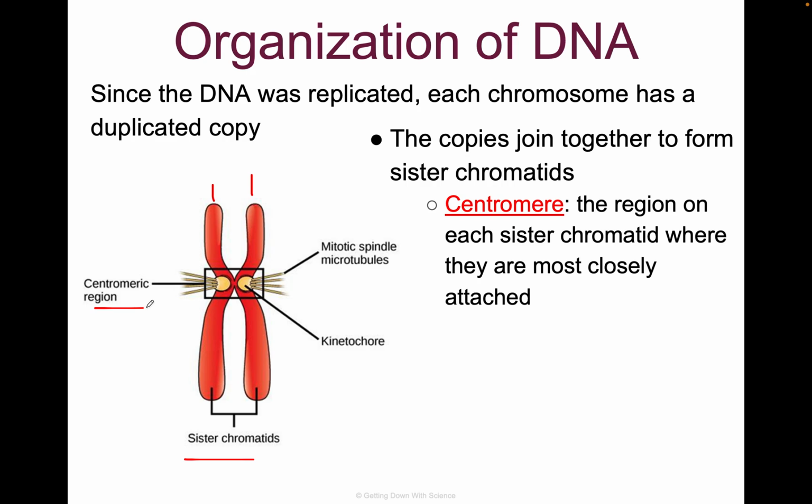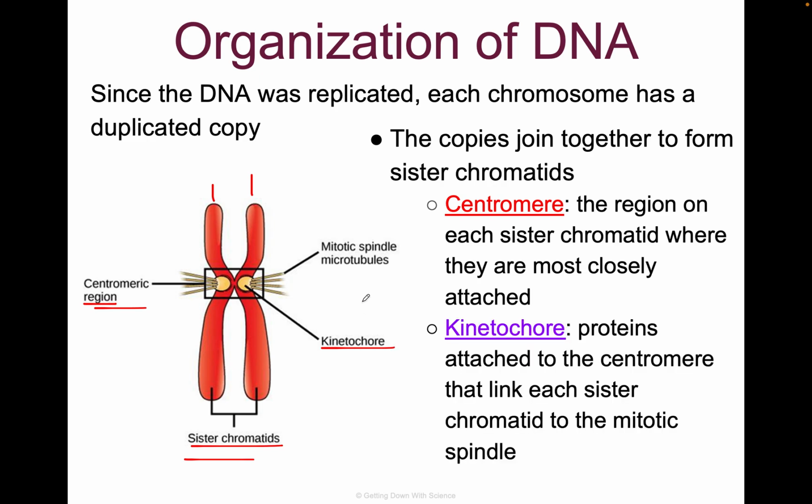We have this centromeric region, or this centromere. It's the region on the sister chromatids where they're closely attached. It's a region. It's not a thing, right? There's not like a little thing there. It's just a region of those sister chromatids. It's like where they're holding hands. Microtubules attach here. We call it the kinetochore. Kinetochores are proteins attached to the centromere that link each sister chromatid to the mitotic spindle. They're like little hooks that the mitotic spindle comes and attaches to before they pull them apart.